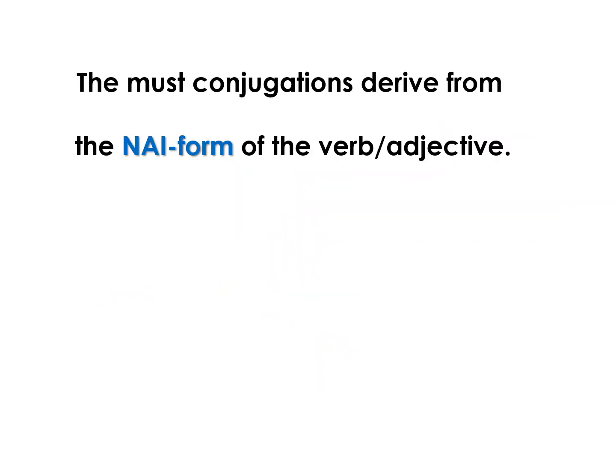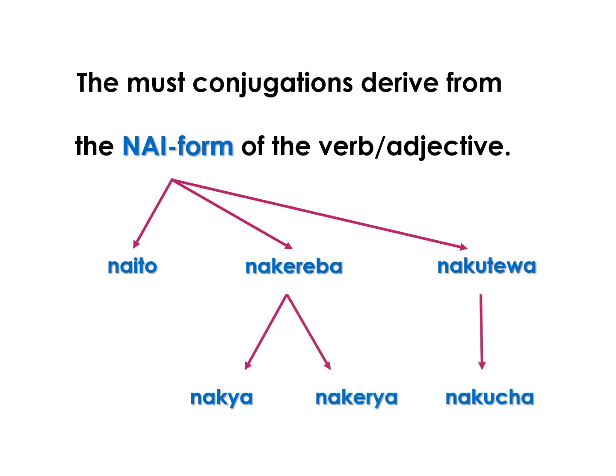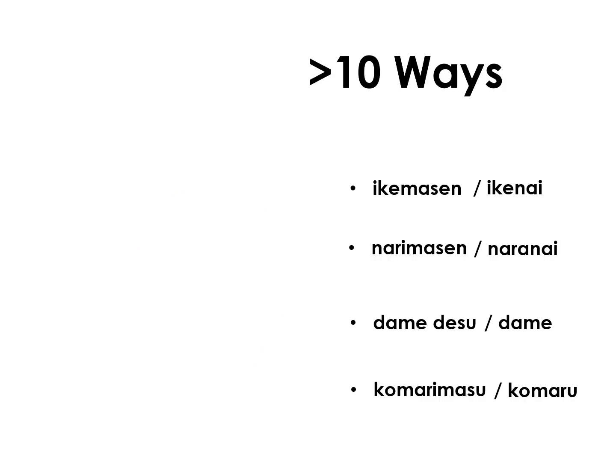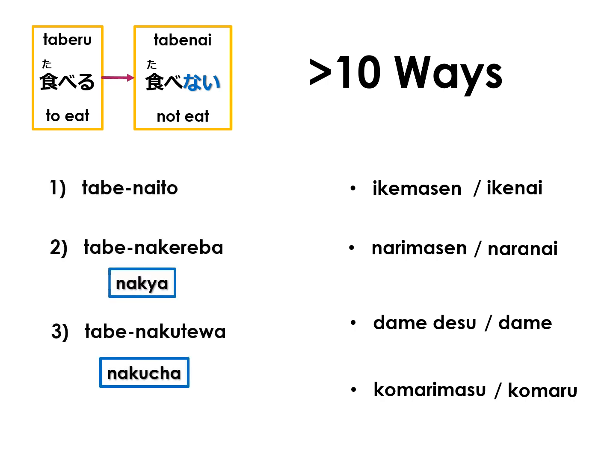So just to give you a visual of how everything emanates from the nai form, from nai we form naito, nakereba, and nakutewa. Nakereba can shorten to nakya or nakeria, and nakutewa to nakcha in fast informal speech. So just to illustrate how many different ways we can say must eat, let's start off with the verb taberu, to eat. Its negative is tabenai. Focus on the nai part because that's where everything changes to these three for part 1.